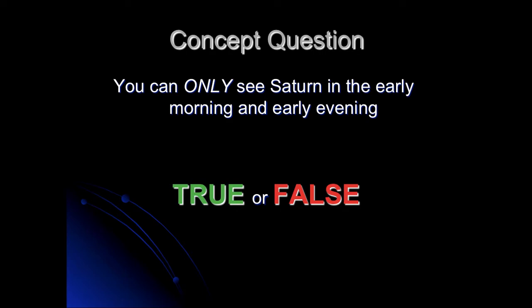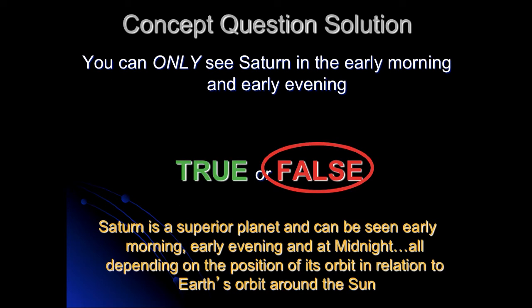Okay, so hopefully you thought about it. You can only see Saturn in the early morning and early evening. Is this true or false? Hopefully you answered false. So if you remember our studies from a few weeks ago, Saturn is what we call a superior planet, which doesn't mean it's better or worse. It just means it's outside of Earth's orbit. Okay. The inferior planets are the planets that are inside Earth's orbit.